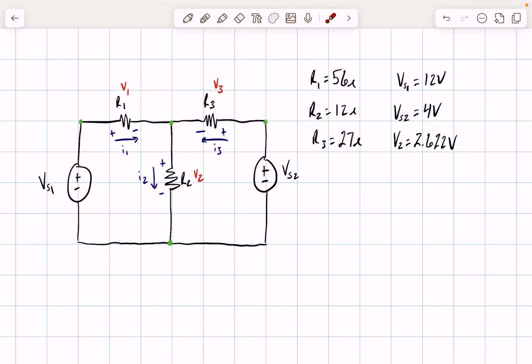In today's video we will be talking about KCL and KVL again, and we will use these principles in the circuit here. On the right hand side we are given three resistor values, R1, R2, and R3. As we can see here, these are already labeled in the circuit, so this is our R1, this is R2, and this is R3. We are also given two voltage sources in the circuit, and we already know their values, where VS1 is 12 volts, VS2 is 4 volts, and we also know the voltage drop across resistor 2 right here. It's given to us, so that is a given.